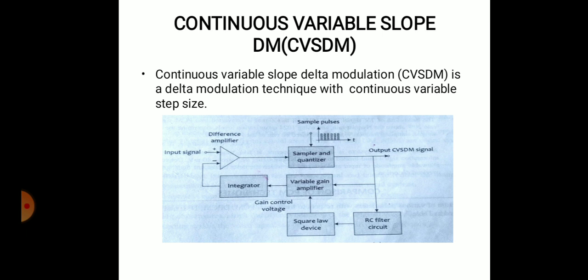Now for granular noise, when the input signal is fairly constant or slowly varying, then the granular noise occurs. The output of the sampler and quantizer will be a sequence of alternating polarity pulses, and then these pulses are integrated by a low pass linear RC filter circuit, whose average output is approximately zero voltage. As a result the step size is decreased, and therefore the granular noise is reduced. So in this way the operation is done in continuous variable slope delta modulation.